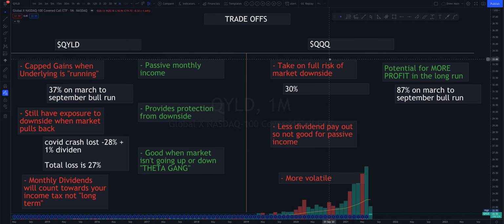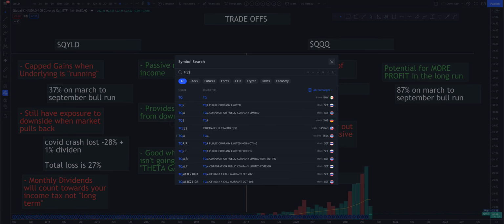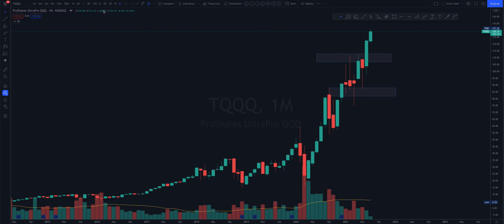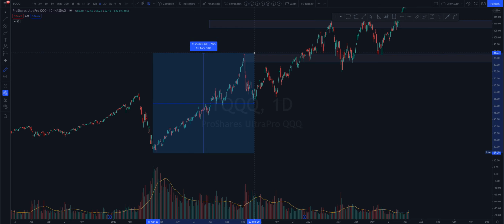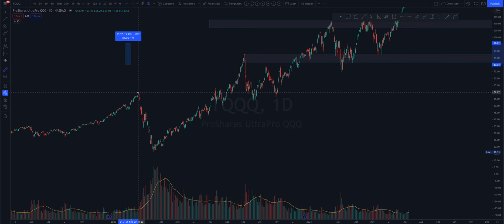And speaking of Qs, there's even a triple leverage of Qs called TQQQ. Basically 3x, right? This thing's even more volatile, but obviously the more risk, the more reward, right? So in that example of March lows to the September, right? TQQQ made 470%, whereas the Qs only made 87%. So that's definitely more than 3x, right? And then from the COVID crash to the bottom, you can see you lost a lot more, right? 70%. So that's where I say high risk, high reward.